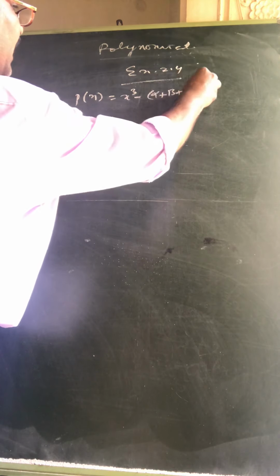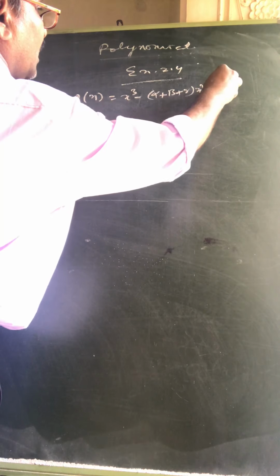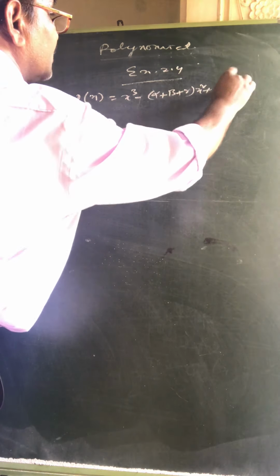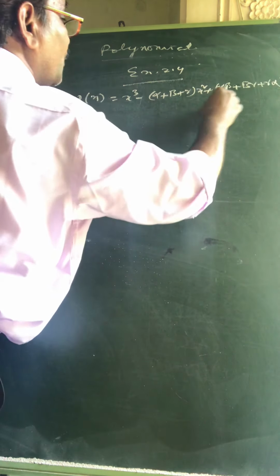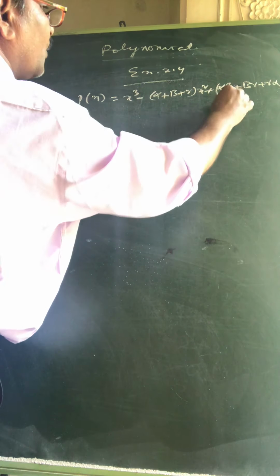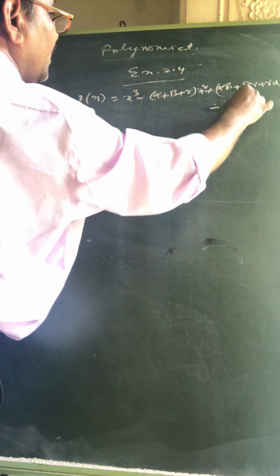Then here p of x is equal to x cube minus sum of zeros, that is alpha plus beta plus gamma, x square, plus alpha beta plus beta gamma plus gamma alpha, x, minus the product of zeros, that is alpha beta gamma.